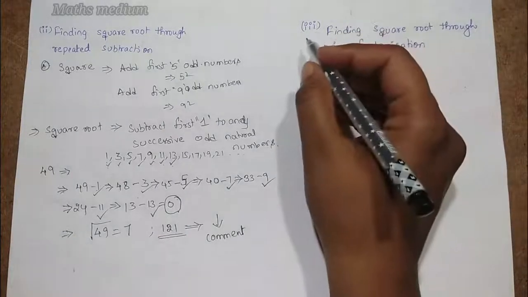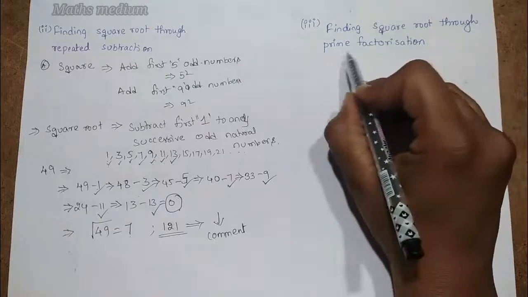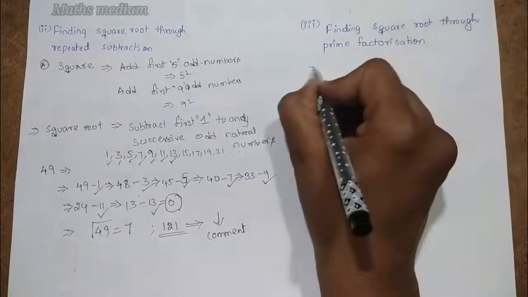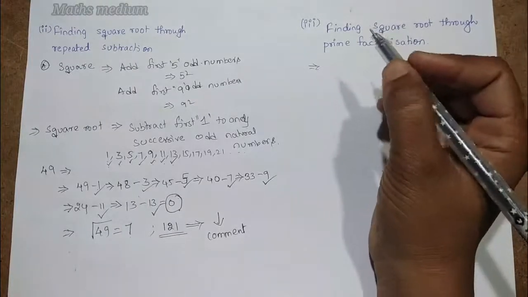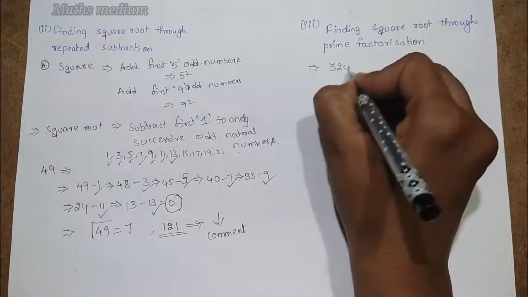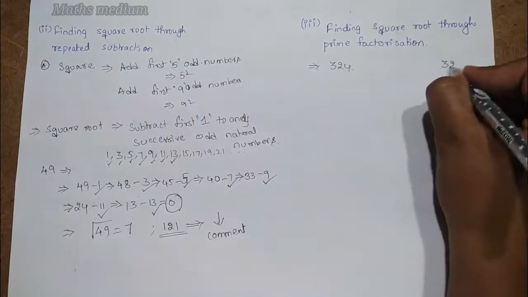Next, coming to the third one, finding square root through prime factorization for any given number. By using that, we have to find the square root. So let's take any number to find the square root. I am taking the number 324. Make prime factorization for this number, then I will explain you.